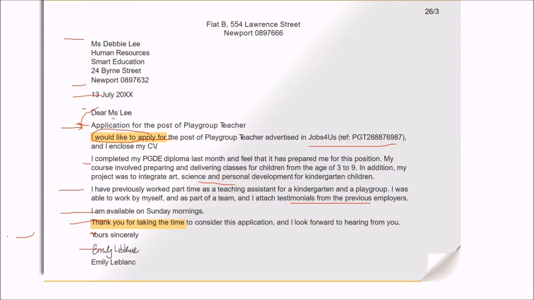Now we have to really observe two things. First is I would like to apply for. This is how you are going to start. Then in the conclusion, you have to say thank you for taking the time. You have to be indebted to the person who is reading it, and you are aware that she is Miss. That is why we use Miss. And as the writer has mentioned that he has some enclosures, you have to place enclosures also here, right? Enclosures of previous employers, right?